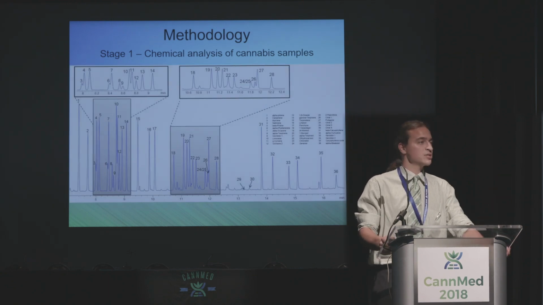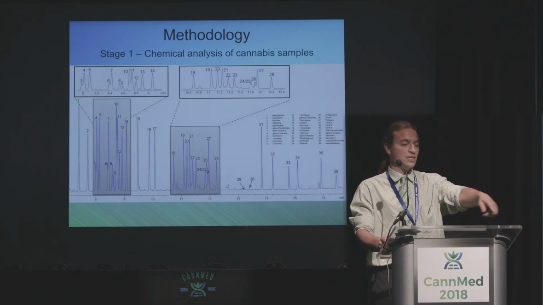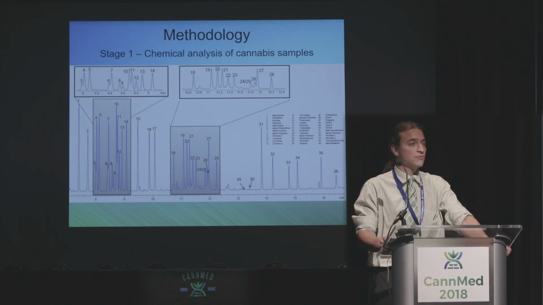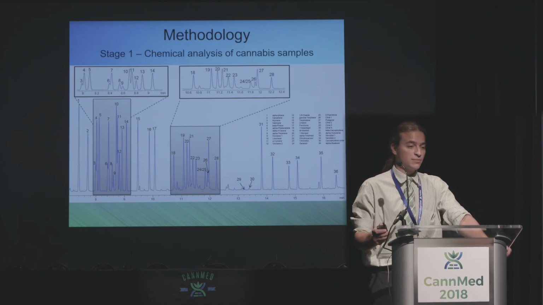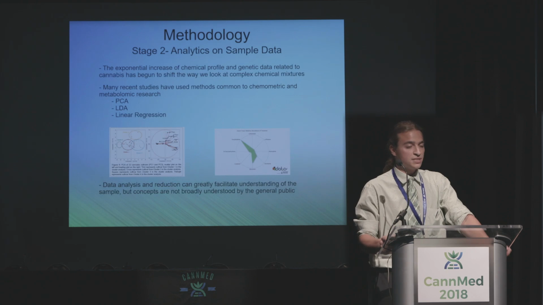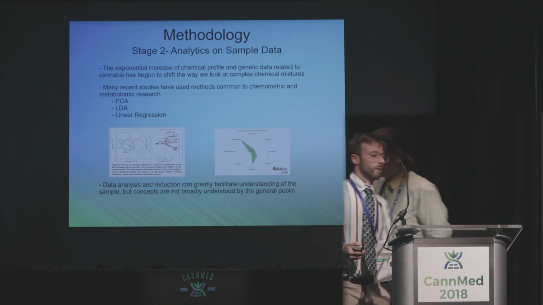And this is what a chromatogram looks like for those of you familiar with chemical analysis. We can see the numbers here, 1 through 36, are the different terpenes that were isolated from a cannabis sample. And I'll pass it to my partner for stage 2.